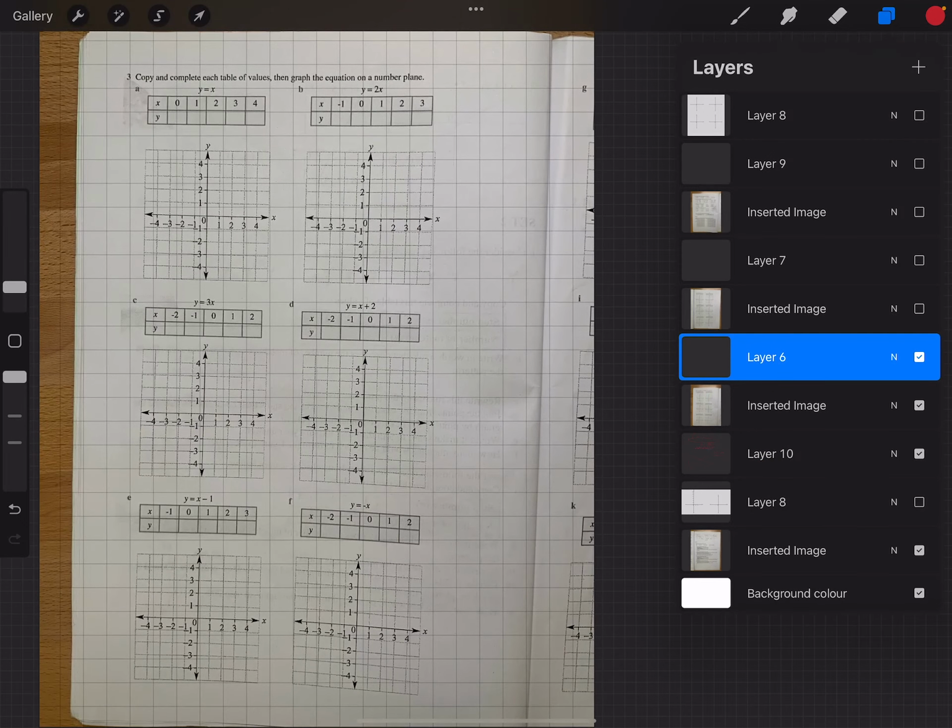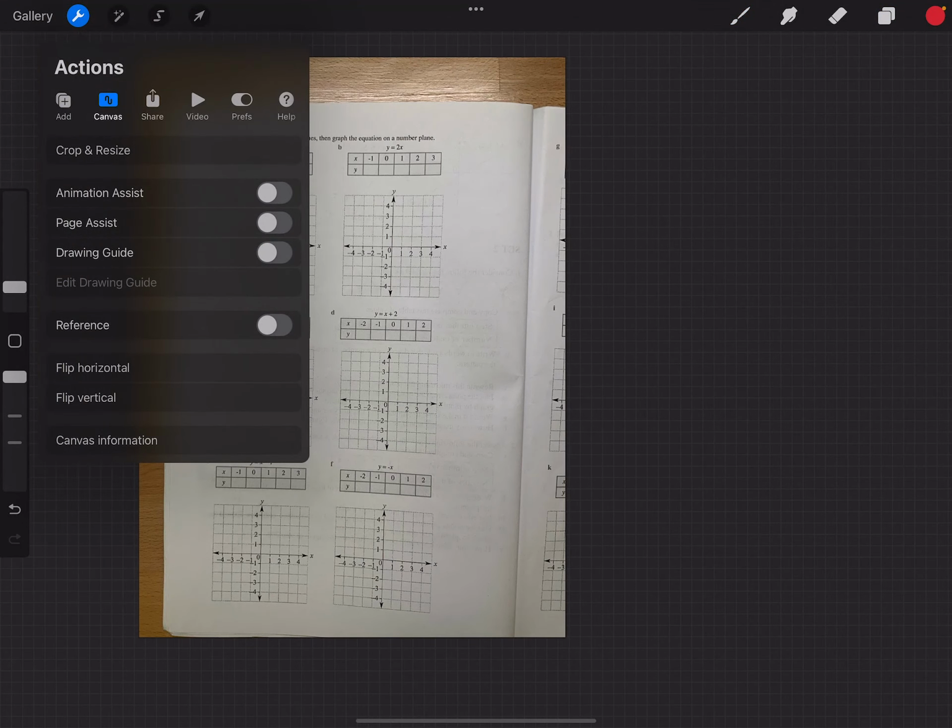Okay. Let me turn off the drawing guide. Don't need that anymore.